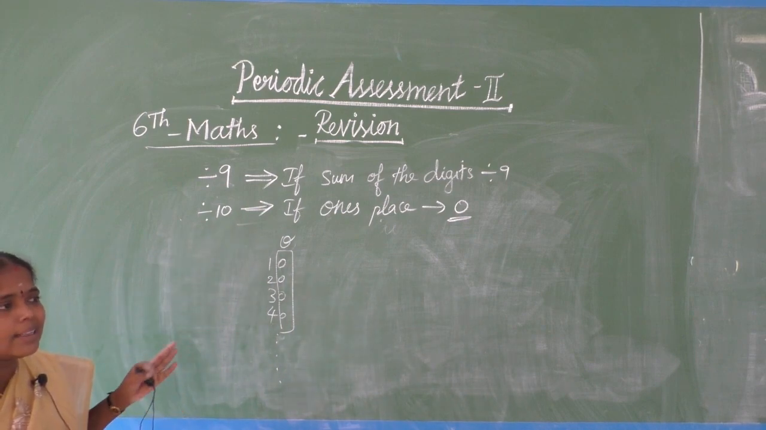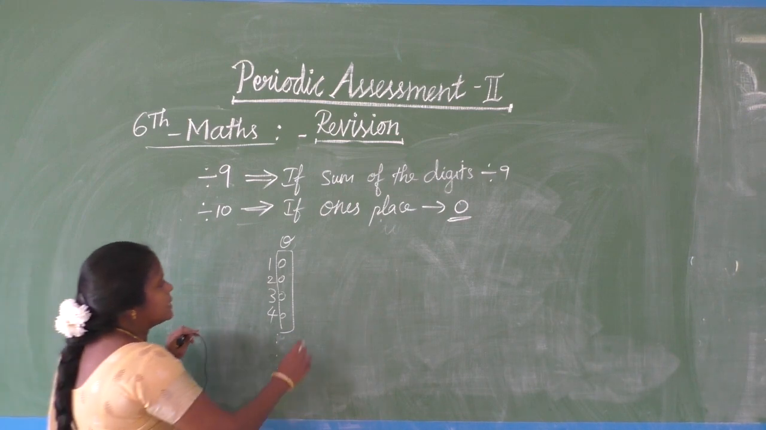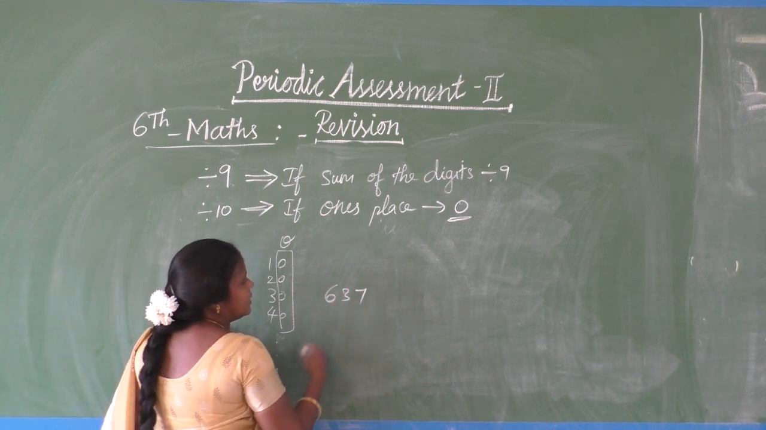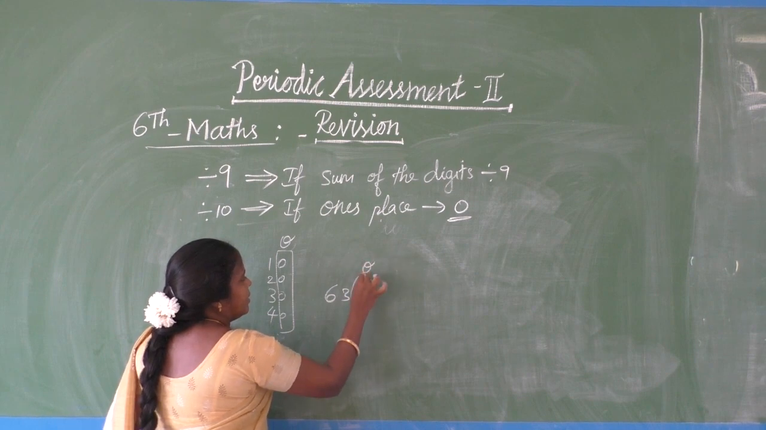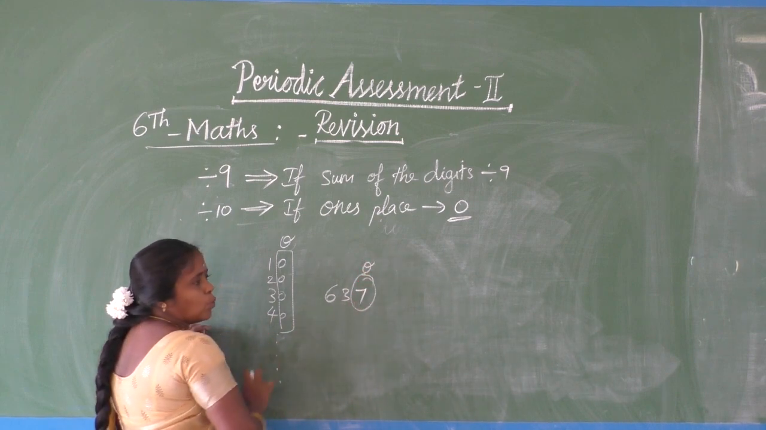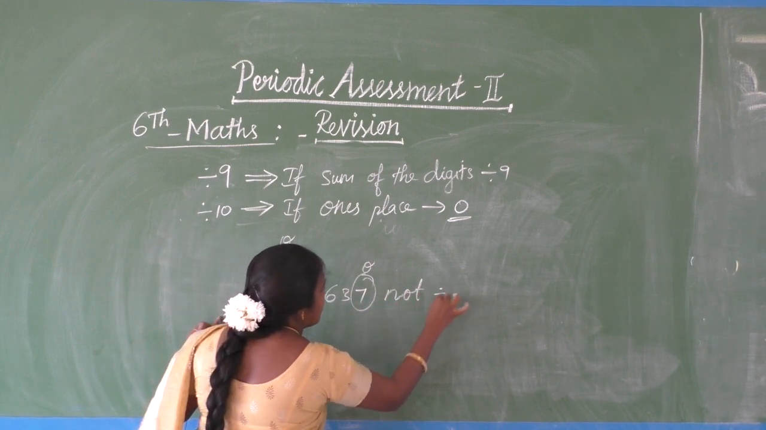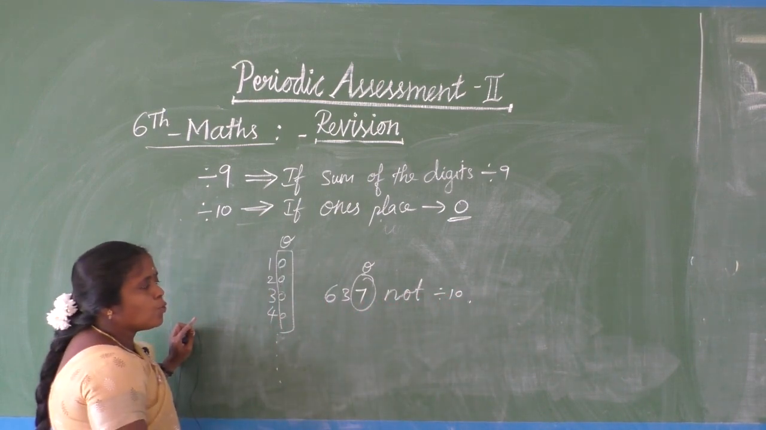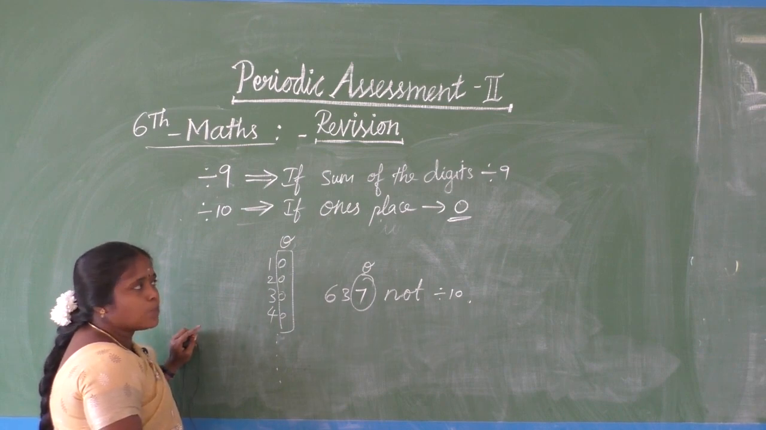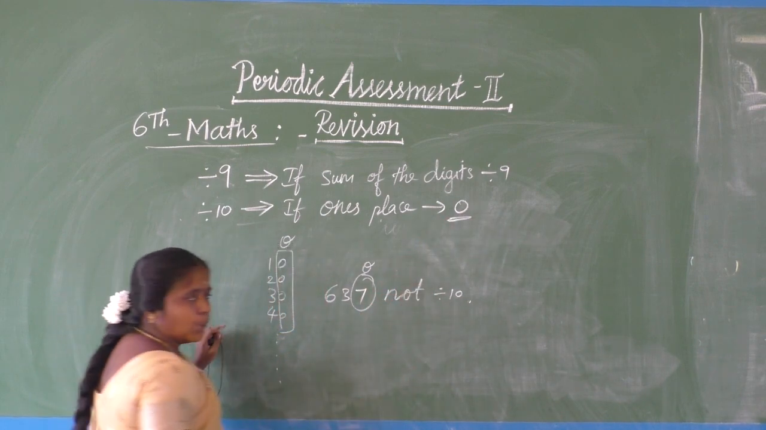Other than 0, if some other number is present, like 637, here 7 is in the ones place. What do you say? This number is not divisible by 10. Understood? So what we need in its ones place? Only the number 0. Understood?